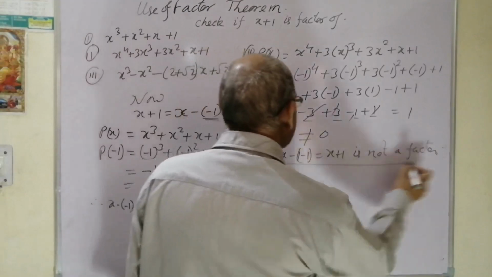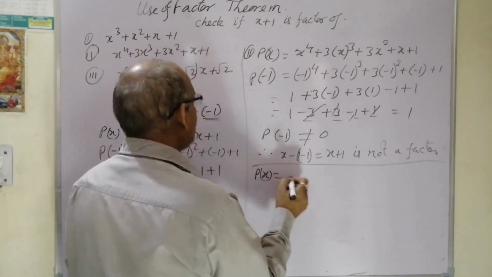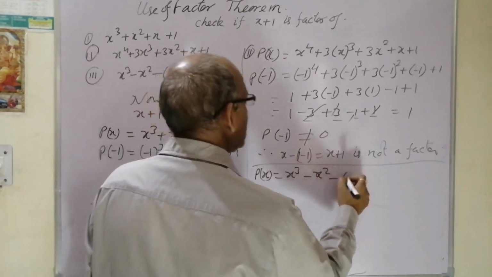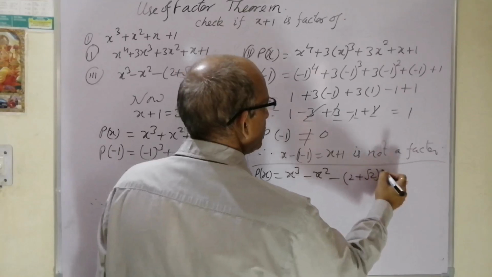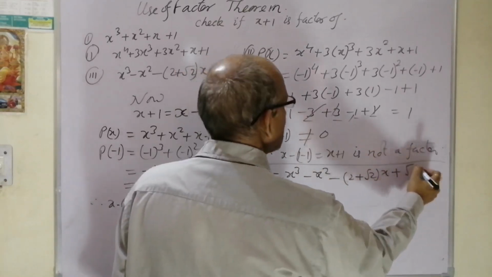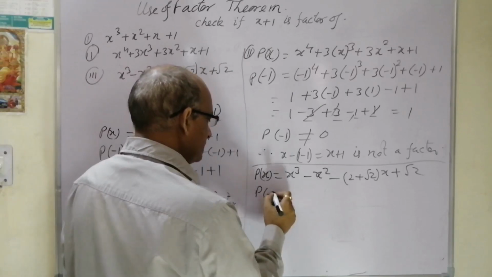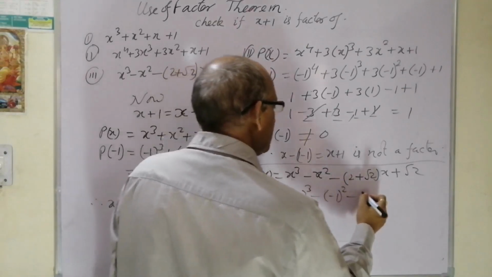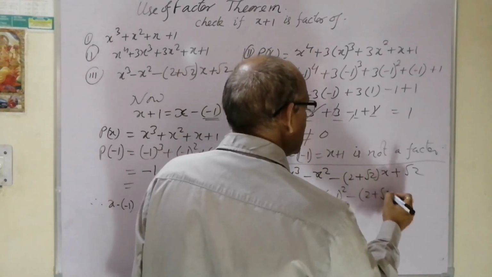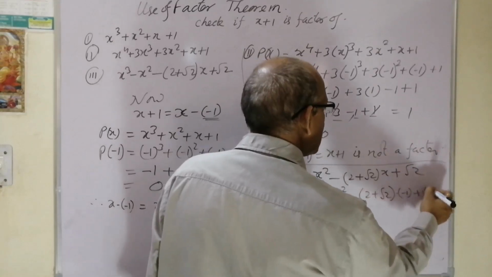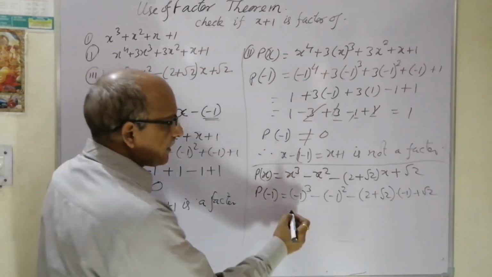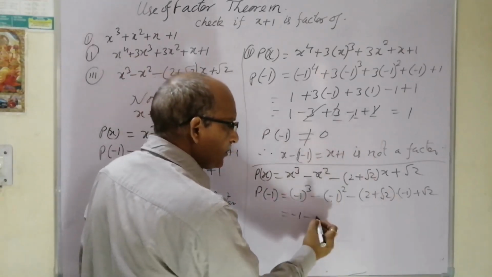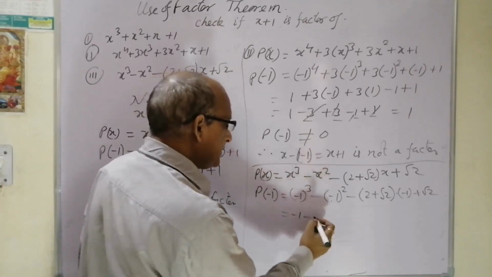Next, again we will take P(x). So P(x) will be here x cube minus x square minus (2 plus under root 2) into x plus under root 2. Again put the value. So P(minus 1) is equal to minus 1 cube minus 1 square minus 2 plus under root 2 into minus 1 plus under root 2. Students, take care. This is very clearly minus 1. Minus 1 square is coming to be plus 1, and again minus 1 before it, so it is again minus 1.